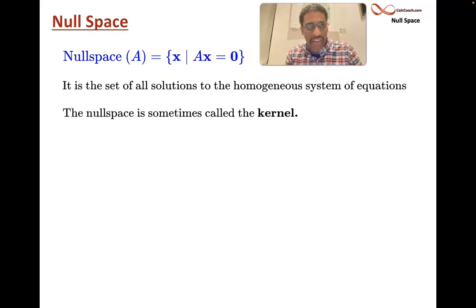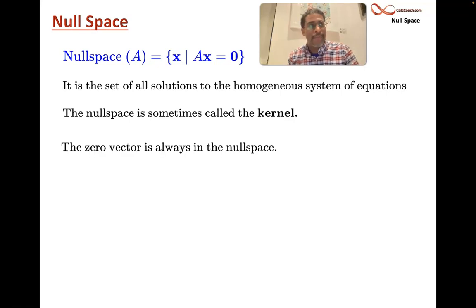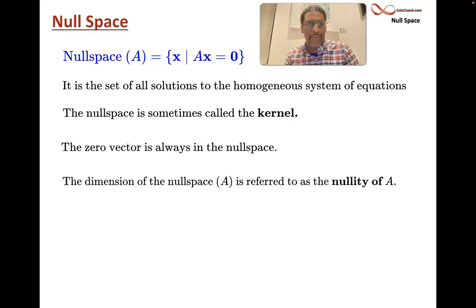Before, when we saw it, we called it the kernel. Same thing, we just give it a different name now that we know about vector spaces, and we call it the null space. The 0 vector is always an answer to this solution. Any matrix times the 0 vector is going to equal the 0 vector. So it's always a solution.